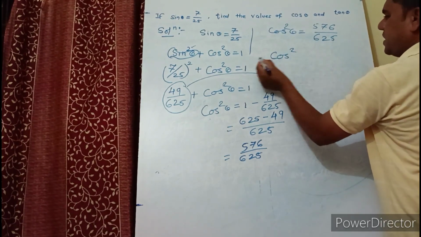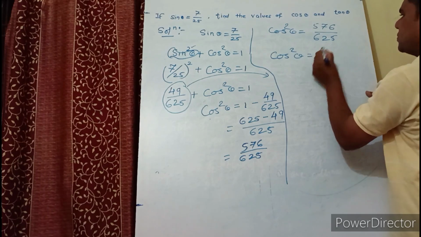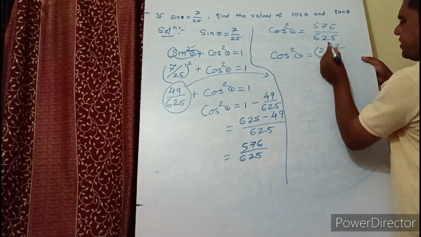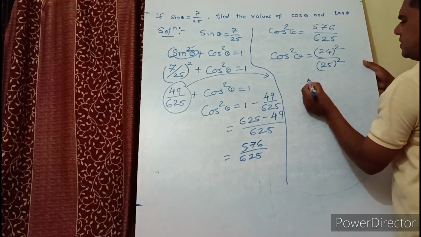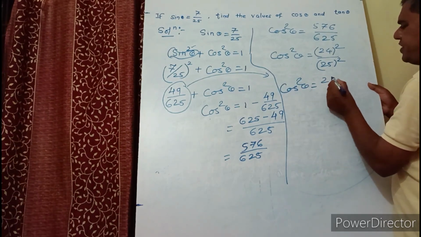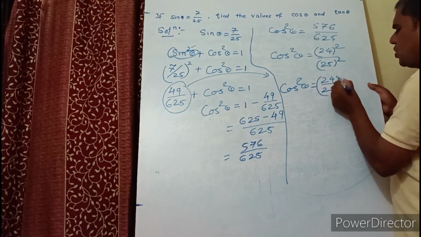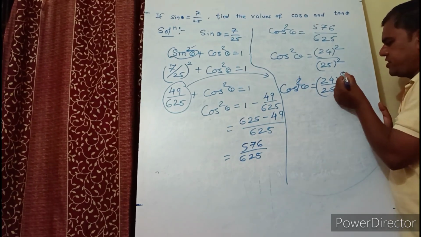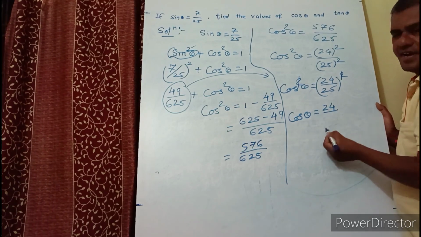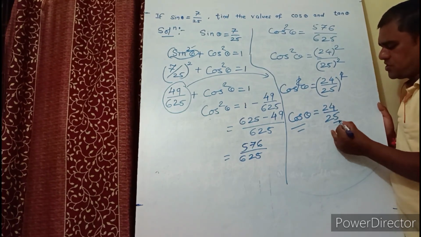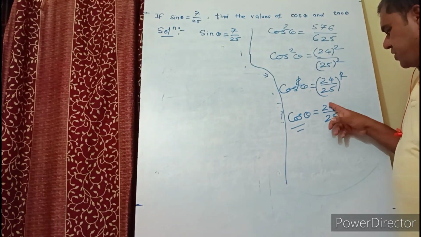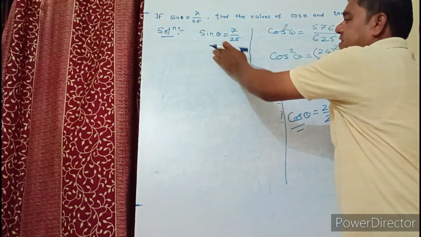Now this cos square of theta is equal to 576, which is nothing but the square of 24, and 625 is nothing but the square of 25. Now this cos square of theta will be equal to 24 divided by 25, whole square. Now the square cancels with the square, and we get the value of cos theta equal to 24 divided by 25. Now that we have the value of cos theta, we can easily find the value of tan theta. We get the value of cos theta, that is 24 by 25, and we know the value of sin theta, that is 7 by 25.